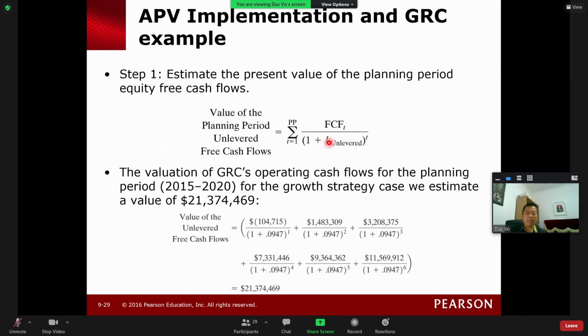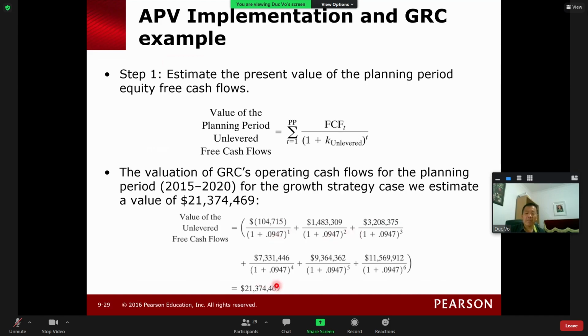Unlevered cost of capital there. Actually, when you borrow nothing, the cost of equity and the cost of capital will be the same. Am I right? If you borrow nothing, the cost of capital and the cost of equity will be the same. So in this case, the unlevered cost of capital is the cost of equity, 9.47 in our example, and that represents your free cash flow, and you discount at the cost of equity or the unlevered cost of capital.